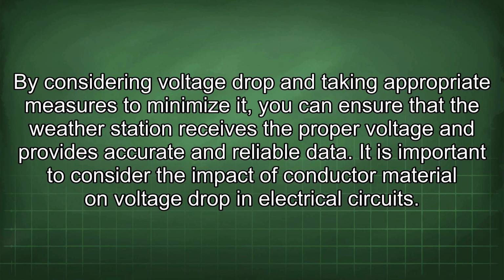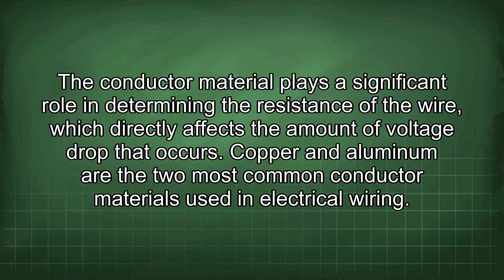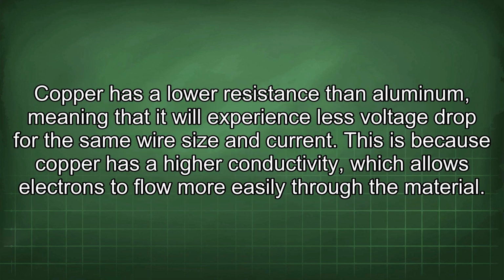It is important to consider the impact of conductor material on voltage drop in electrical circuits. The conductor material plays a significant role in determining the resistance of the wire, which directly affects the amount of voltage drop that occurs. Copper and aluminum are the two most common conductor materials used in electrical wiring. Copper has a lower resistance than aluminum, meaning that it will experience less voltage drop for the same wire size and current.